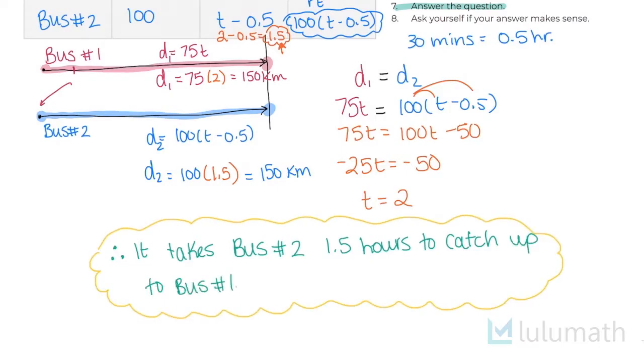Making this our final answer. But don't forget that we always want to ask ourselves if our answer makes sense. So first of all, is 1.5 hours an answer that would make sense for a bus to be driving? Absolutely. If we end up getting negative 72 hours or some crazy irrational number, then we would want to think, maybe something's not right here. Our answer also makes sense because we know that both buses have traveled 150 kilometers, which is required in order for us to make sure that we did this correctly.